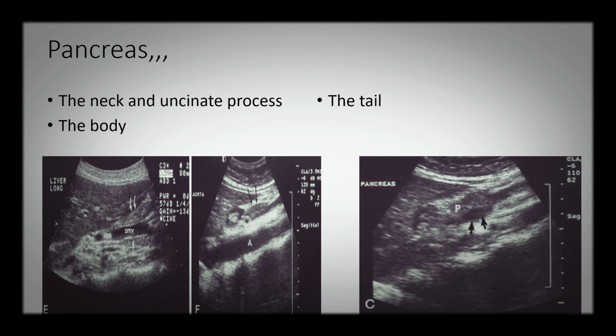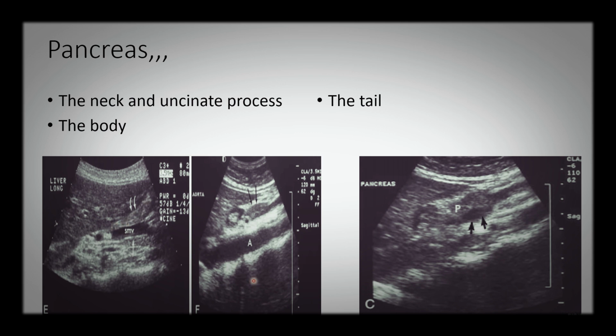Okay, and then what of the neck? To get the neck, you just open the portal confluence, and we shall have a straight superior mesenteric vein. Then posterior to it we shall be having the uncinate process, whereas anterior to it we shall be having the neck and part of the body.